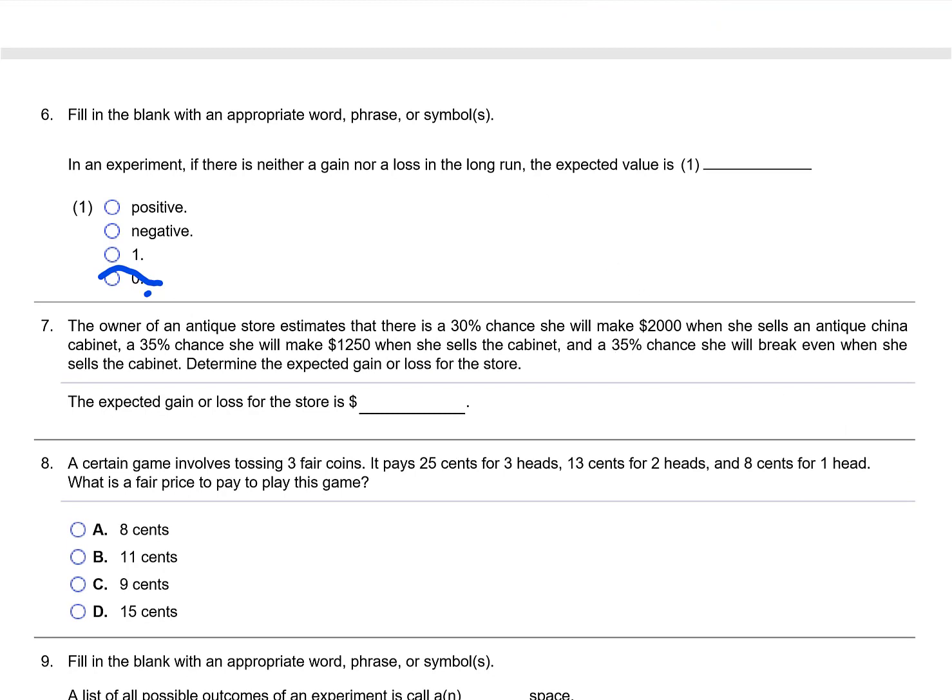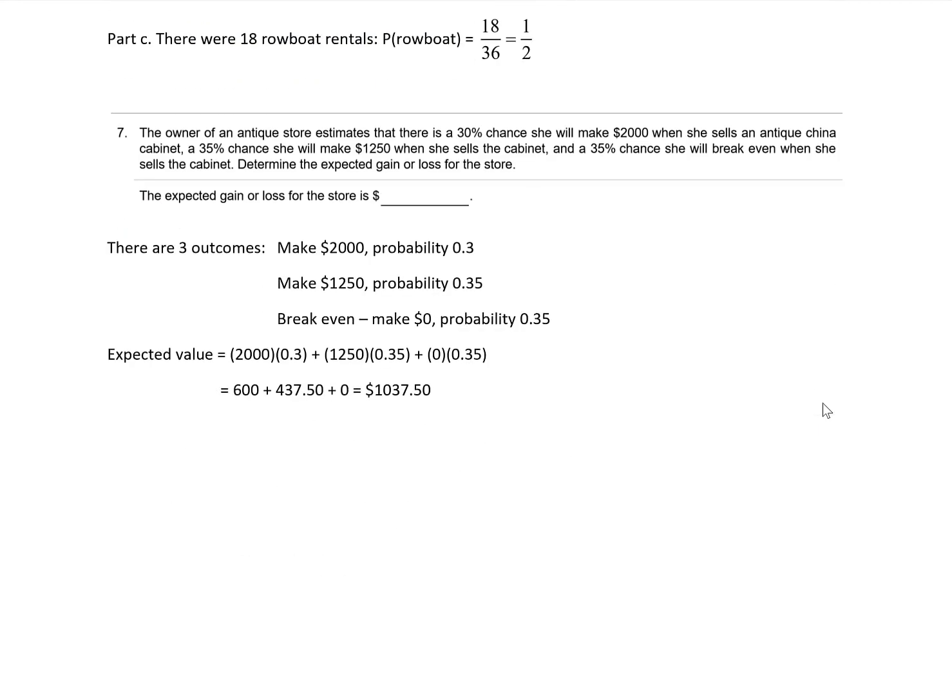This has a detailed solution, and this is an expectation question. The owner of an antique store estimates there's a 30% chance she will make $2,000 when she sells an antique china cabinet, a 35% chance she'll make $1,250, and a 35% chance she will break even. Determine the expected gain or loss. So there are 3 outcomes. Make $2,000 with probability 0.3, make $1,250 with probability 0.35, break even, which means she makes no money, with probability 0.35. If we put those pieces together in our expectation formula, we come out with an expectation for her of $1,037.50.